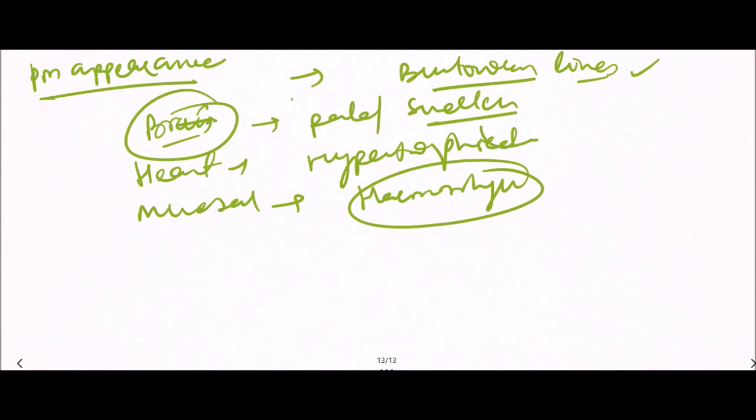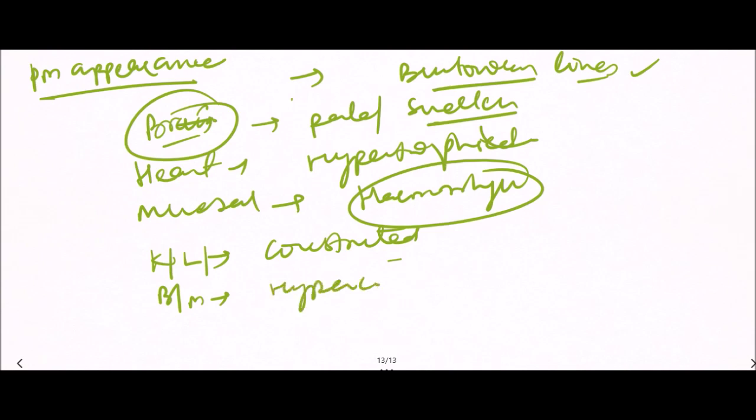The kidneys, liver, and other visceral organs are contracted. Obviously, the bone marrow will be hypercellular and filled with premature red blood cells.